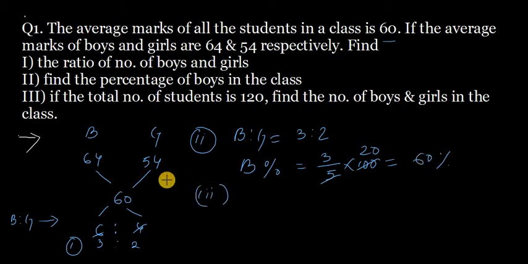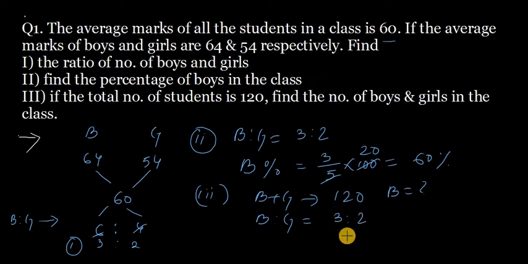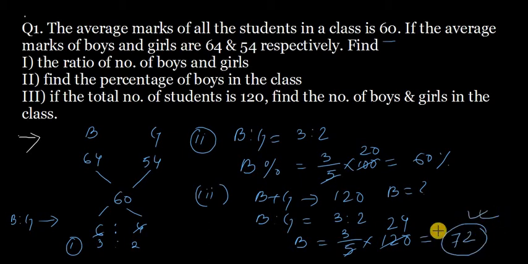Now, if the total number of students is 120, find the number of boys and girls in the class. Boys plus girls is 120, and the ratio of boys to girls is 3:2, so boys are 3 by 5 and girls are 2 by 5. Total is 120: 5 times 2 is 10, 5 times 4 is 20, 3 times 4 is 12, 3 times 2 is 6, so 72 is the number of boys.